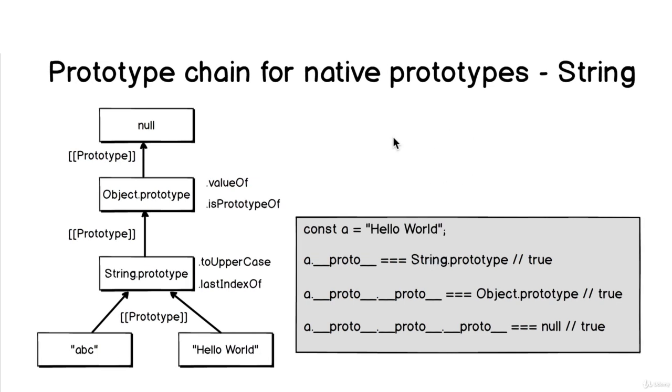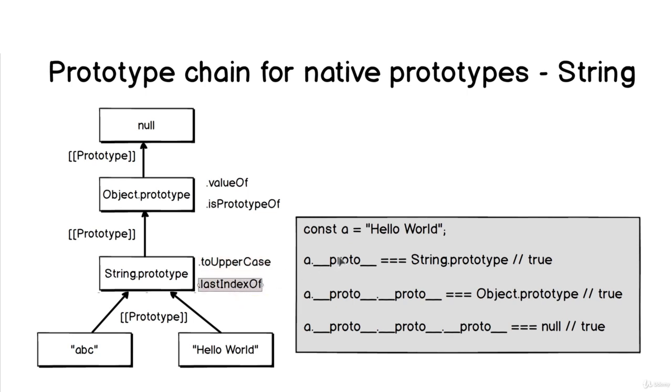And let's talk about string. The prototype chain looks similar to the prototype chain for arrays. But here there is String.prototype. And this prototype has such methods as toUpperCase or lastIndexOf. And when you create a new string, for example using this syntax, you think that you create a variable of a primitive type, but under the hood you create an instance of the String.prototype. And that's why you have access to all methods of strings.